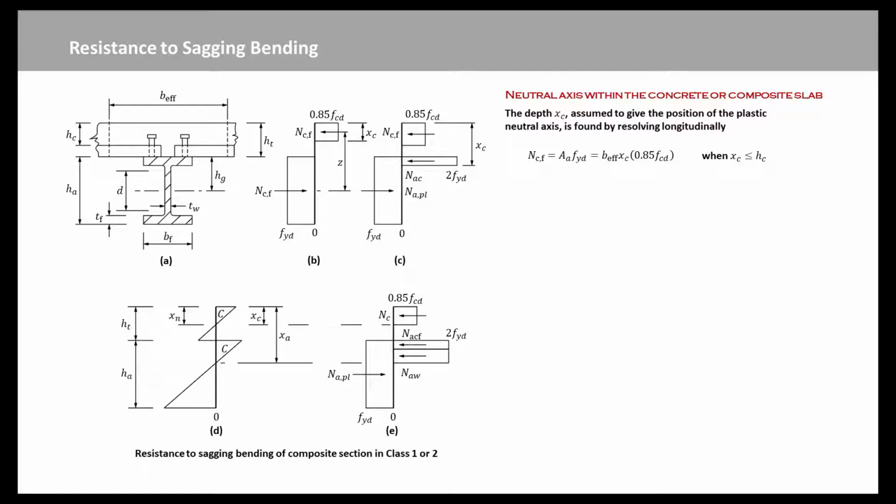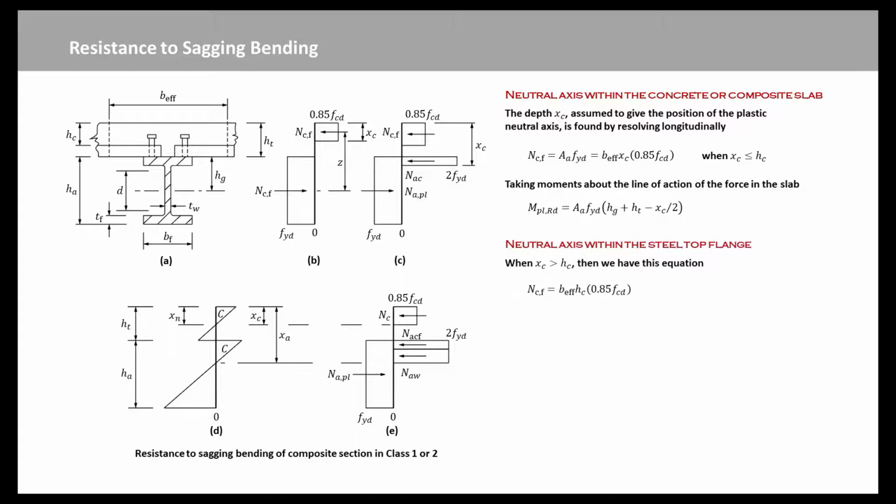The gross depth can be used for that beam, because the loss of cross-section caused by the top rib is negligible. Taking moments about the line of action of the force in the slab, we have this equation, where hg defines the position of the center of area of the steel section, which need not be symmetrical about its major y axis. If the previous Ncf equation gives xc larger than hc, then it is replaced by this equation.